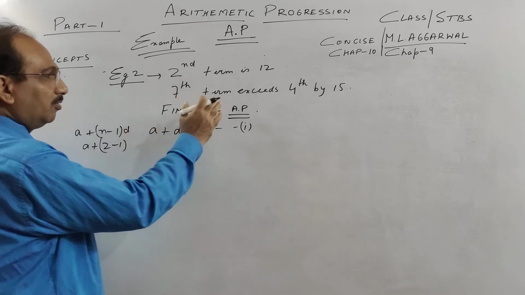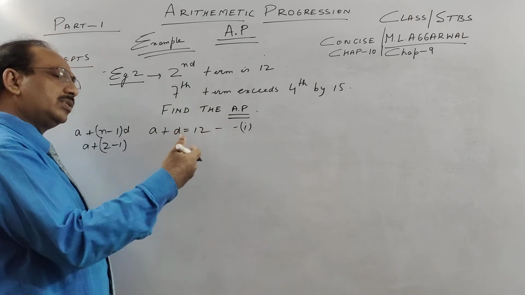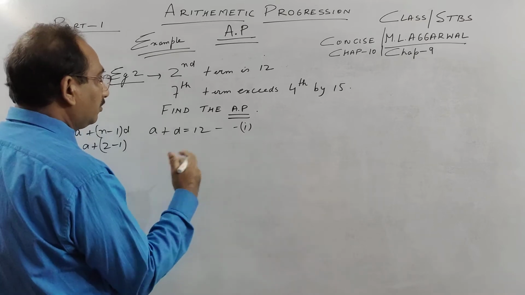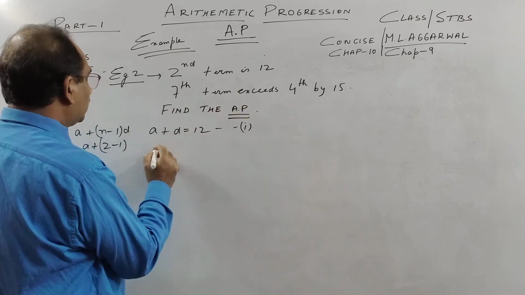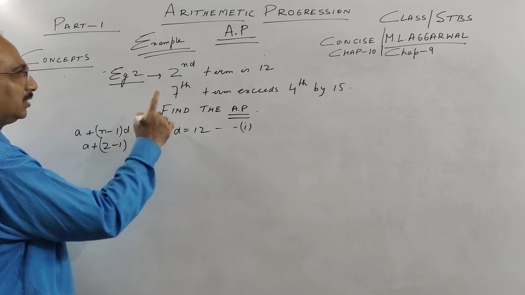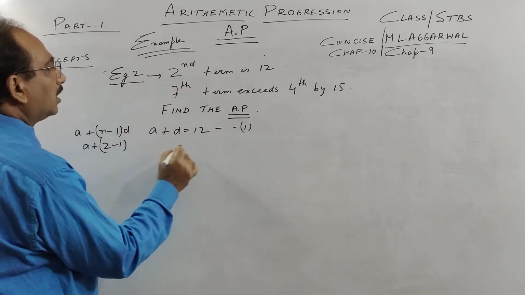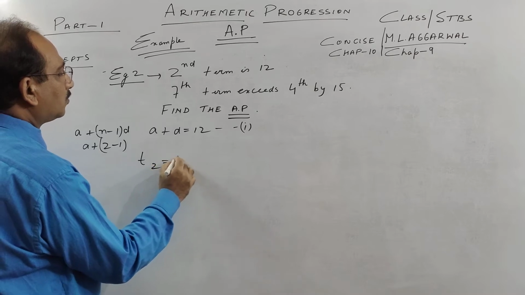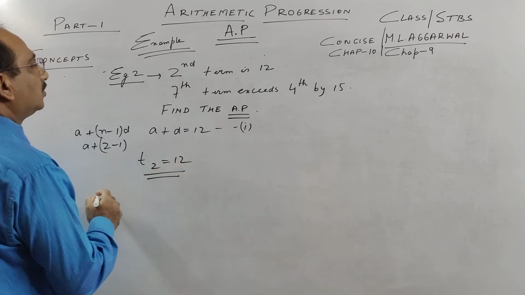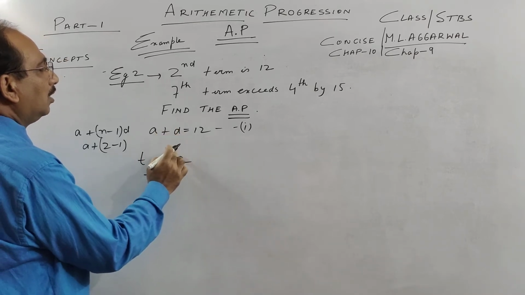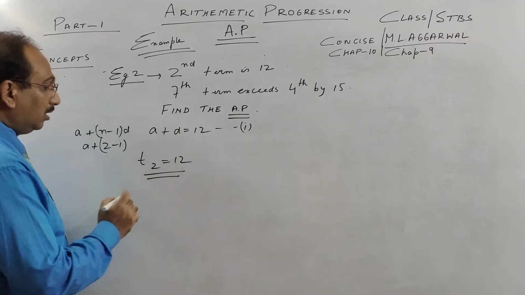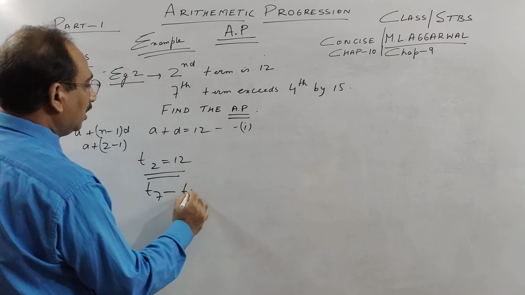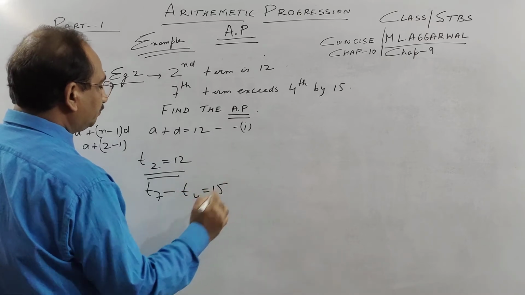Okay, so the second thing we have: many times we will have simultaneous equations to solve, and sometimes even quadratics in one or two questions. Here the question says the second term is 12. So you can write in short, children, T2 is 12. Then it says T7, the seventh term, exceeds the fourth term by 15.